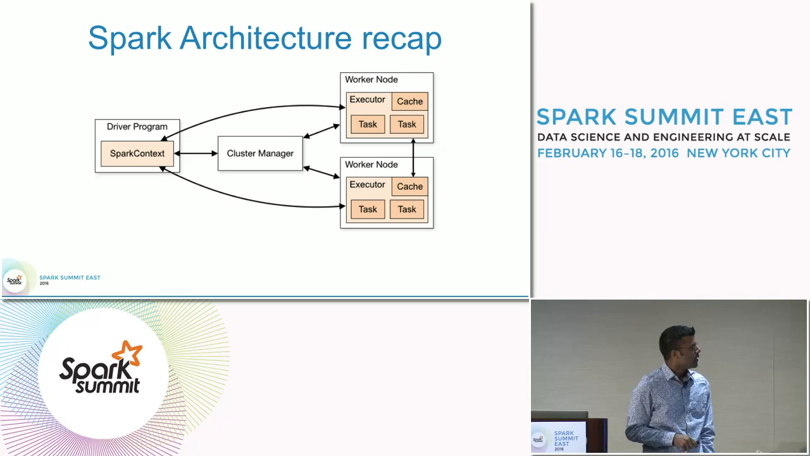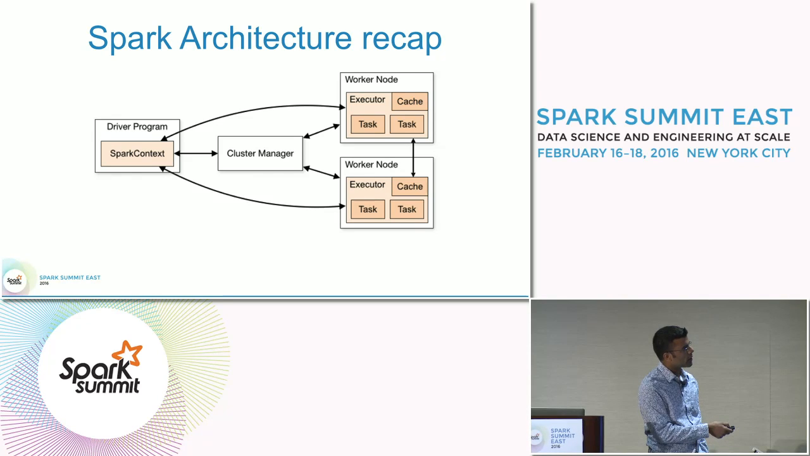right? A quick recap of the architecture. You've got a driver program that has a Spark context. You may be using a cluster manager. This could be Yarn or Mesos, or it could be your standalone cluster manager. And then you have these worker nodes that house 1 or more executors, and the executors run tasks.